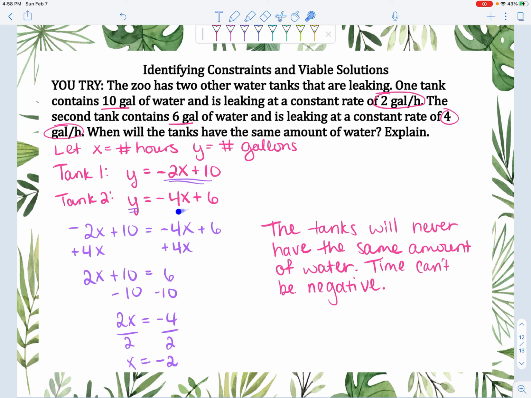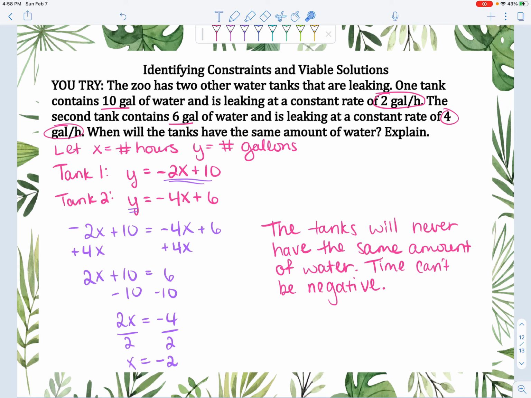And then the next one already had 6 gallons of water and was leaking at a rate of 4 gallons per hour. I can take this algebraic expression, which is equal to y, replace the y in the second equation, and solve. If you set up your system correctly and you solved for x correctly, you should have gotten x equals -2. So again, think about what this means. This is number of hours. We can't have -2 hours. It's not possible. So again, the tanks will never have the same amount of water. That is not a viable solution.